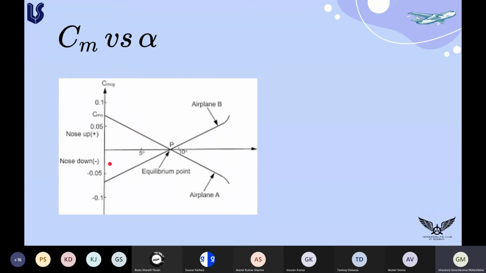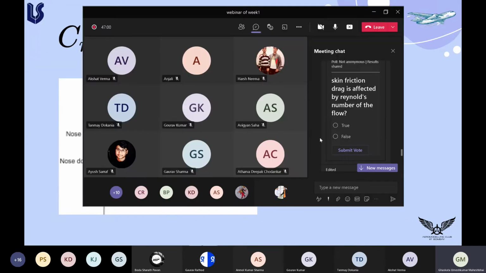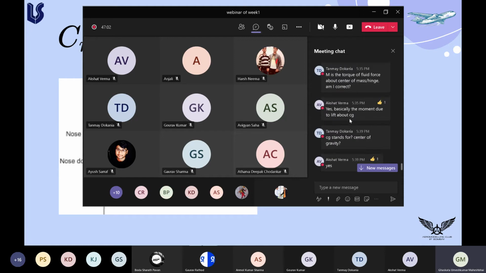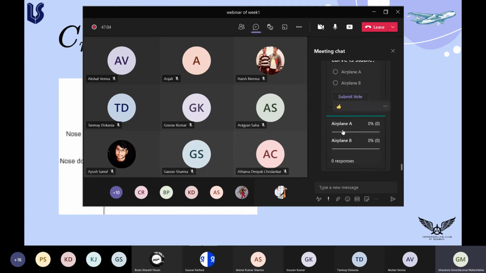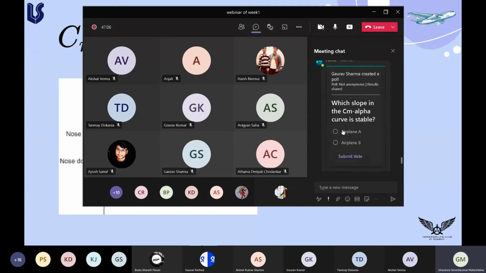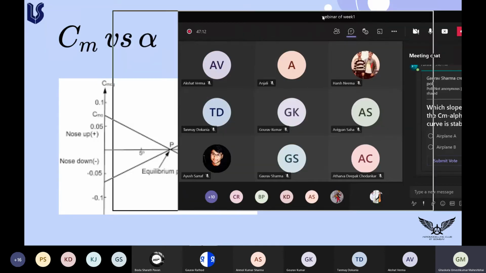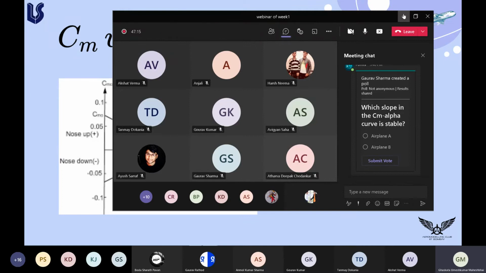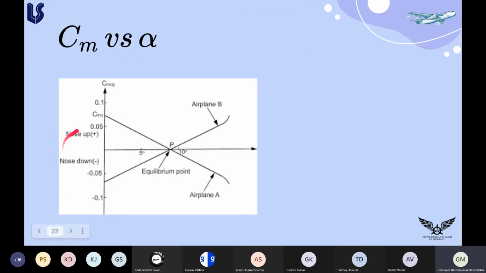Now I want to ask a quick question about this graph. So, quick poll from Gaurav. Okay. So yeah, this is pitch slope. Once again, I hope you can see the graph. So which slope is stable? Which slope indicates a stable aircraft?